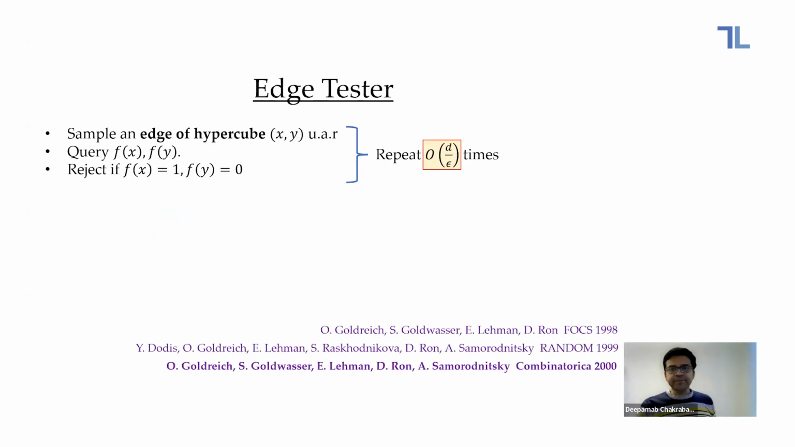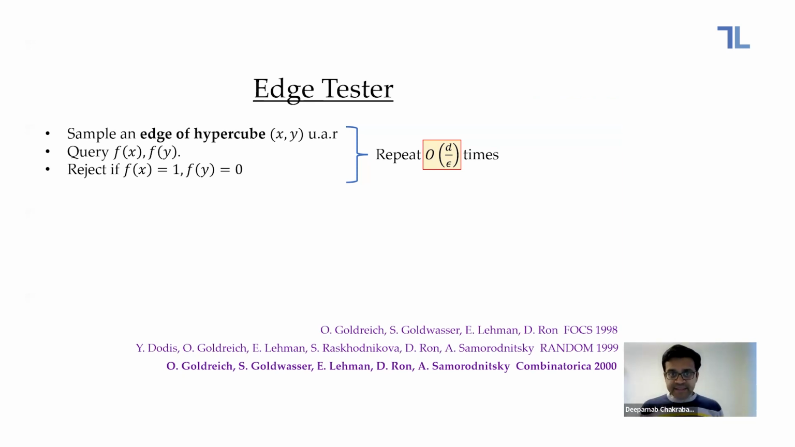So what did we see? We saw that there do exist testers which, for constant epsilon, run in query complexity logarithmic in the domain size, where the domain size is 2^d. The edge tester says: pick a random edge of this hypercube and test for monotonicity among the endpoints of this edge. If the function is far from monotone, it succeeds with probability roughly 1 over d. So if we repeat this around d times, we will catch the violation.